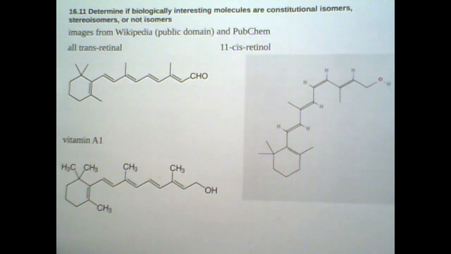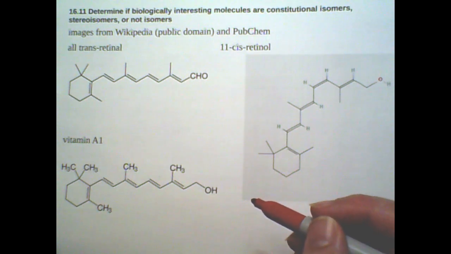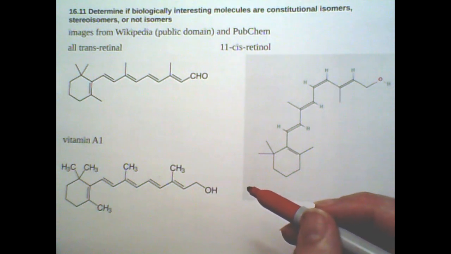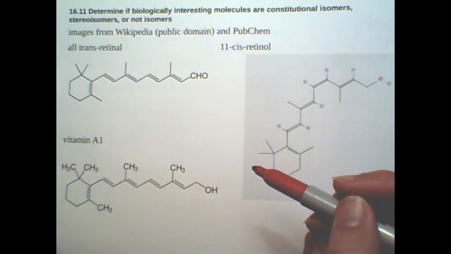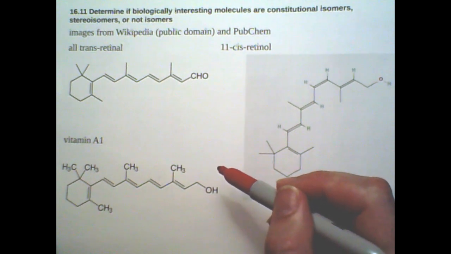Isomerization can play a really important role in some biologically interesting molecules. It can mean the difference between a drug and a poison, or can play a role in a molecule catching a photon of light and sending a signal to our optical nerves that we just saw something.